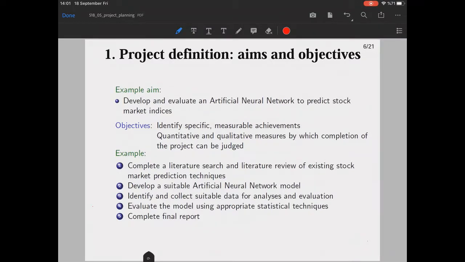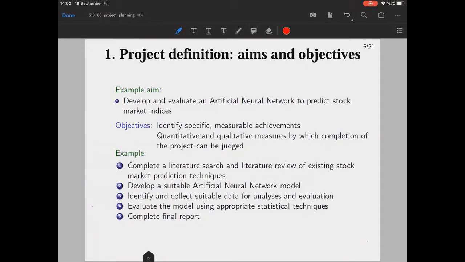Suppose that our example aim is to develop and evaluate an artificial neural network to predict stock market indices. What could be the objectives here? You need to have some specific measurable achievements to make the jury or the reader interested in your project. You need quantitative and qualitative measures by which completion of the project can be judged. How can I understand this project is finished? Let's take a look at some objectives down below.